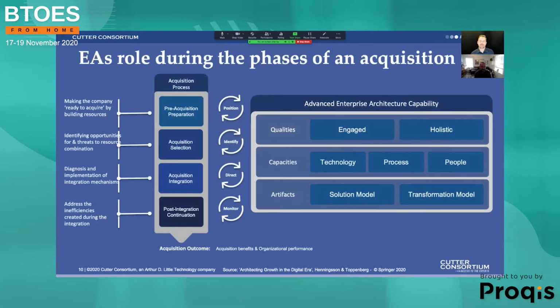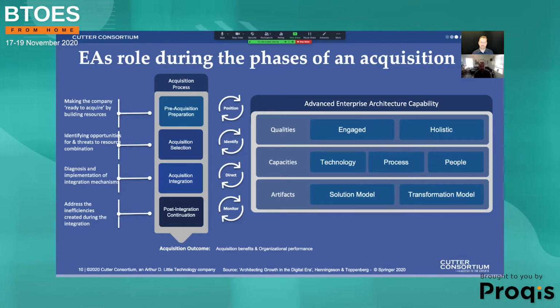All right, thanks, Stefan. As Stefan mentioned, there are various different ways that EA can help in the life cycle of mergers and acquisitions. First of all, in the pre-acquisition preparation phase, ensuring that the company is actually ready to acquire is very, very important, and a way for EA, with its capabilities, to help organizations, help leaders think differently about the types of potential targets, the types of potential growth opportunities or change opportunities that are ahead of them.